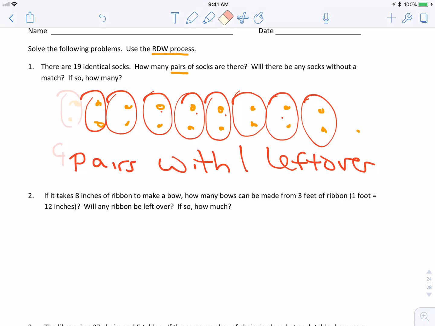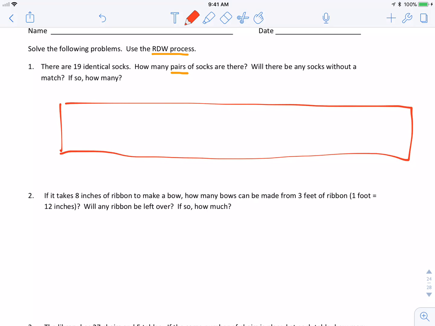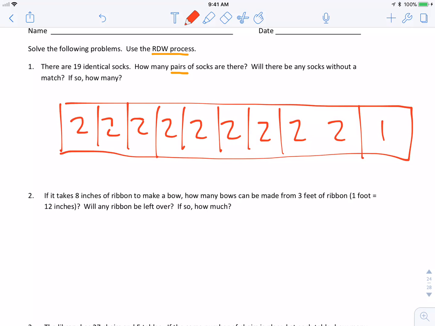Now I could have done this using the tape diagram method. We know that this whole thing is going to equal 19. 2, 4, 6, 8, 10, 12, 14, 16, 18, with 1 left over. So whichever method works best for you, go ahead and do that.